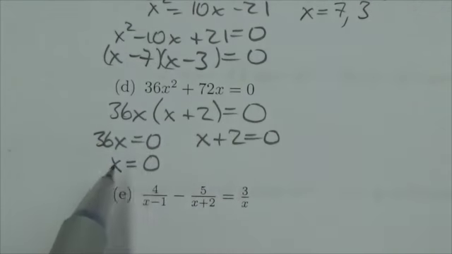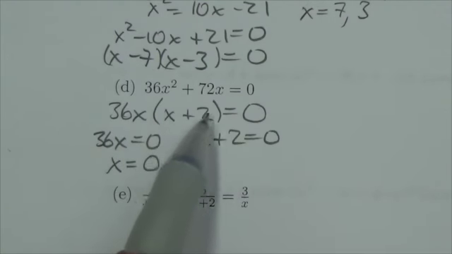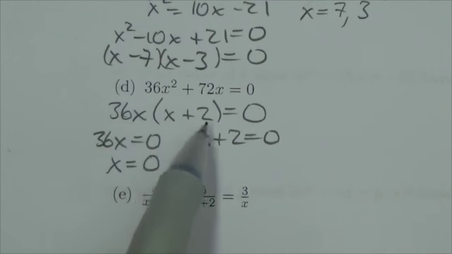Now, bear in mind, just watch this. If that's true, let's just say x is 0. 0 plus 2 is 2. So what does that mean? Well, it doesn't really mean anything here, because if x is 0, 36 times 0 times 2 is still 0.